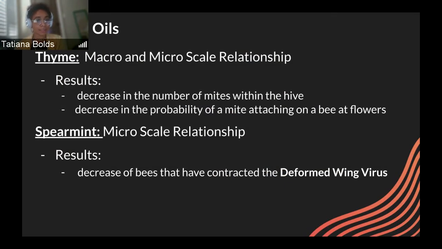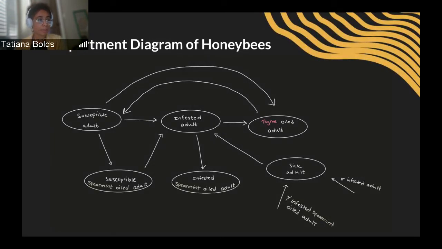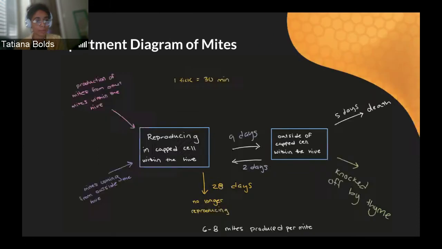To get a better idea of what this looks like for our macro scale, if you would click on the next slide, we drew a compartment diagram of the states that bees can change. A bee can be a susceptible adult, and once a mite gets onto it, it's called an infested adult. When we implement thyme, that adult can return back to its susceptible state. As for spearmint, a spearmint-oiled adult can still be susceptible to having a mite attach onto it, but it won't become sick.